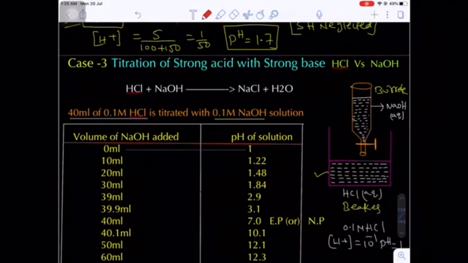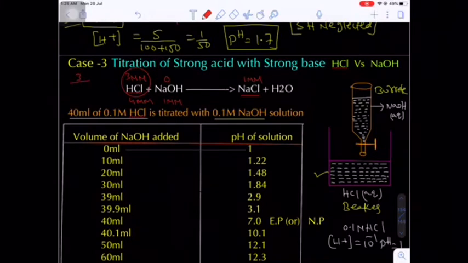Now 10 ml of NaOH is added, then what happens? What are the millimoles of HCl? 40 into 0.1, that means 4 millimoles of HCl is present. Now 10 ml of 0.1, that means 1 millimole of NaOH is added. NaOH will be the limiting reagent, so it is completely neutralized, and 3 millimoles of hydrochloric acid will remain and 1 millimole of salt will be formed. But we do not consider the salt here because it is a salt of a strong acid and strong base.